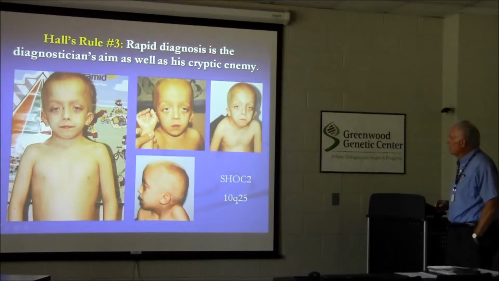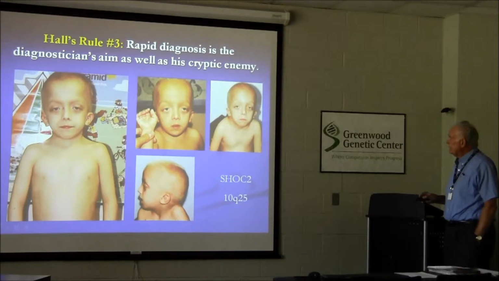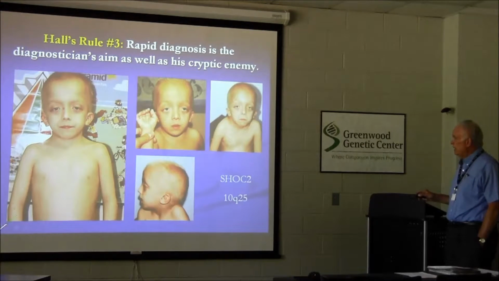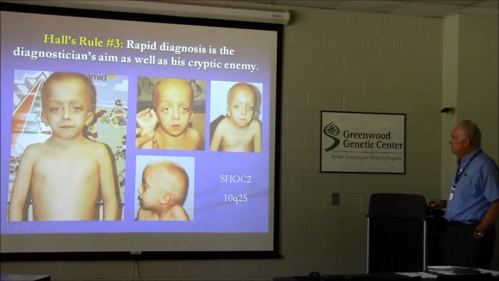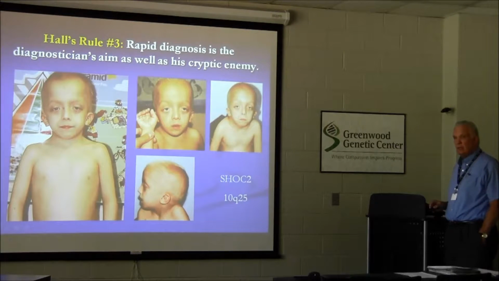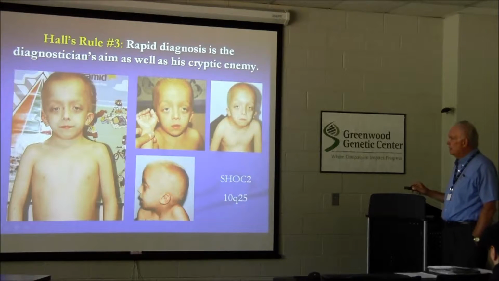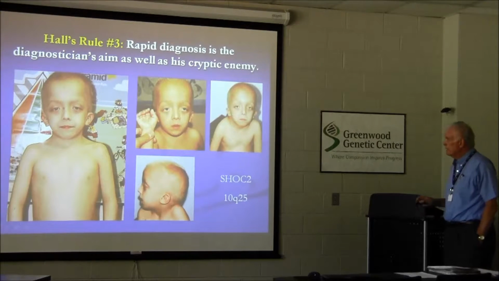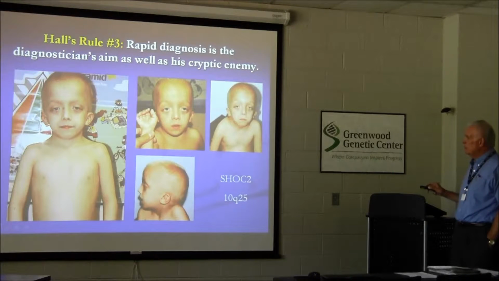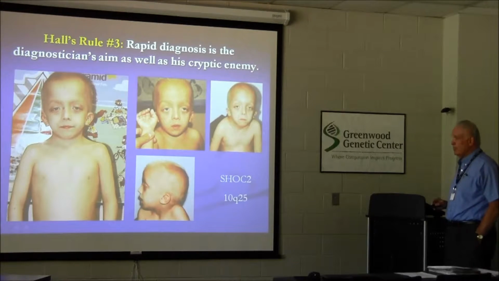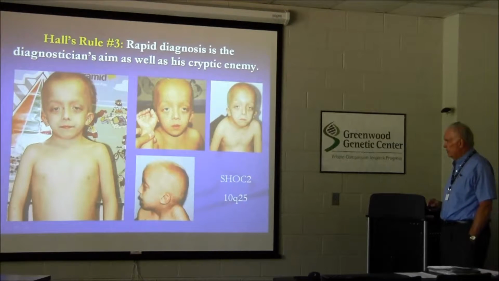Again, rapid diagnosis is the diagnostician's aim as well as his cryptic enemy. Here's a boy who was very Noonan-like. He had a pectus, mild webbing. He did have some hypertelorism, and you can see more dramatic downslant than most kids with Noonan's have.